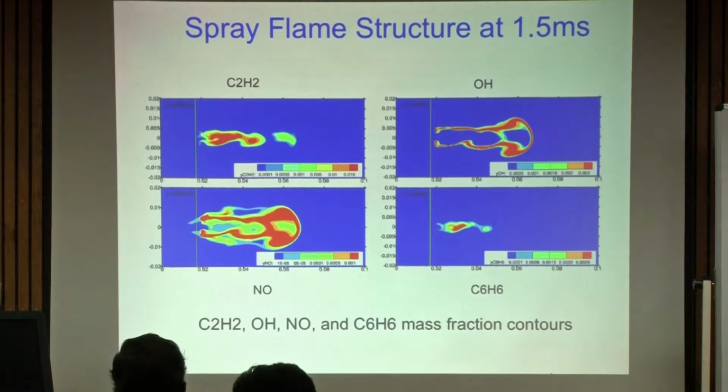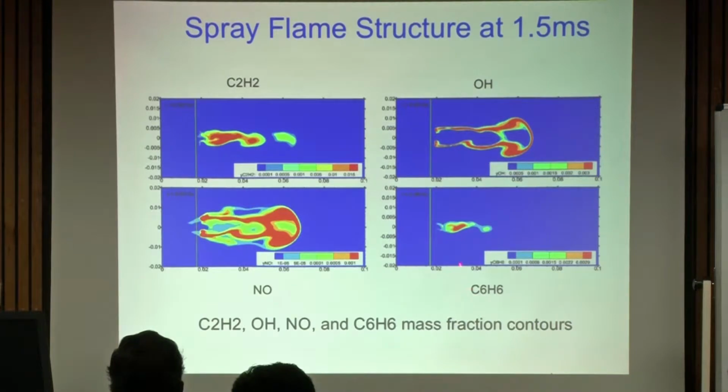So this is the NO distribution. So you can see that a lot of NO is produced in the where? In the diffusion flame. Some is also produced in the rich premixed flame. So the counterflow simulation helps us to do these kind of things.